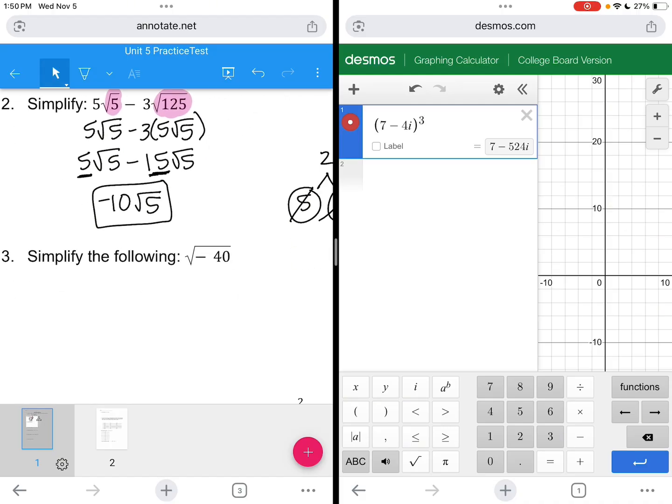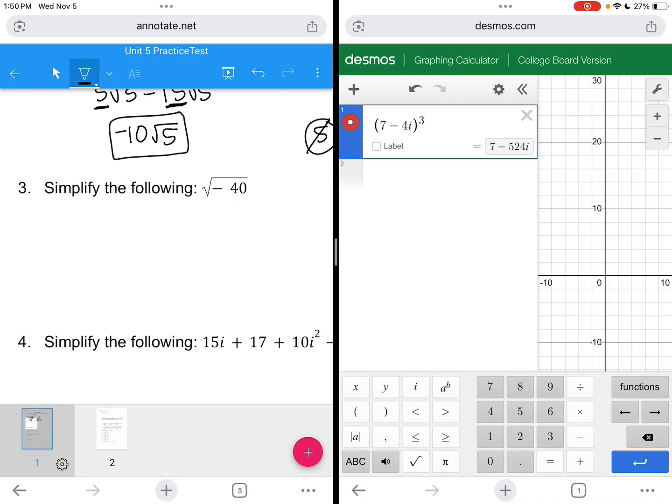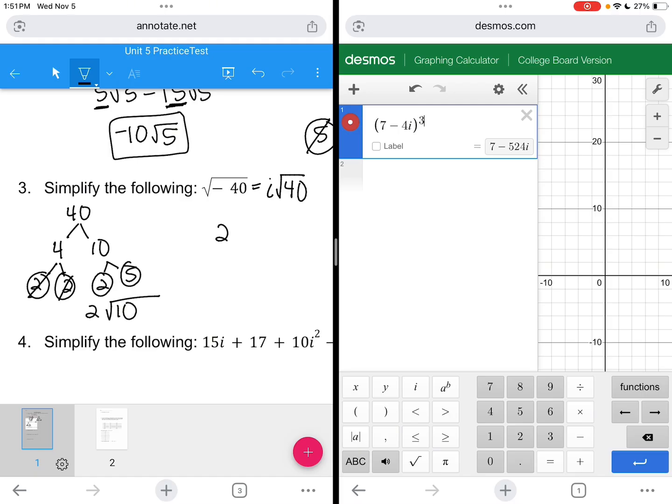The next one, this is going to have to be imaginary, so let's just start off by acknowledging we have to pull out the i, and now we can change it back to regular root 40. We can go ahead and simplify 40 into 4 and 10, 2 and 2, 2 and 5. So we end up with 2 root 10. But of course, since we have the i out front, we just have to make sure that we remember to put it back. So 2i root 10 would be the square root of negative 40 simplified.